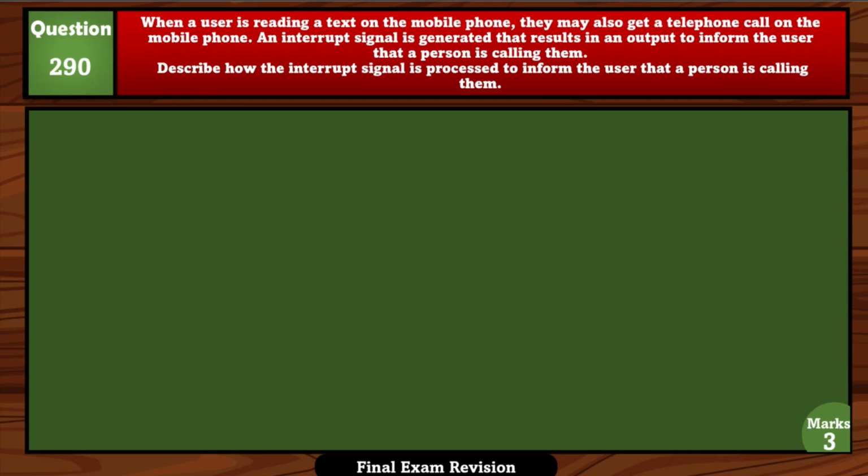Question 290. When a user is reading a text on a mobile phone, they may also get a telephone call on the mobile phone. An interrupt signal is generated that results in an output to inform the user that a person is calling them. Describe how the interrupt signal is processed to inform the user that a person is calling them. The interrupt signal is sent to the CPU.